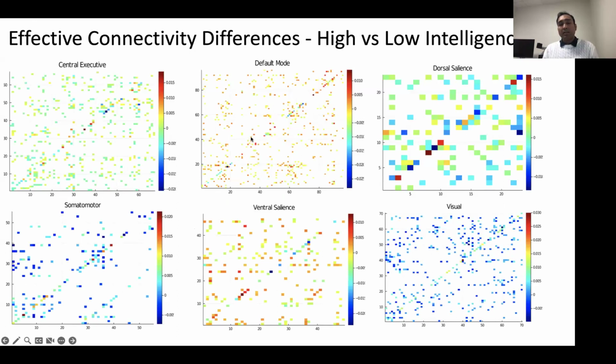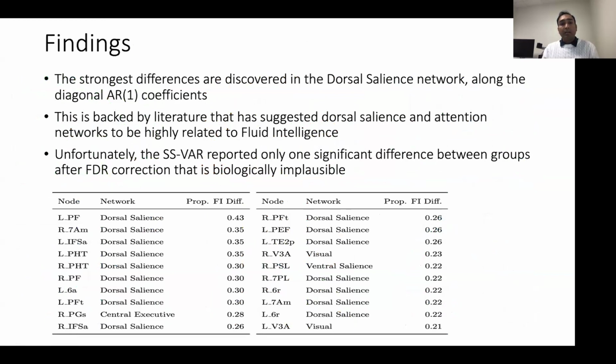So these are the 6 networks that we've broken down the brain into: the central executive, default mode, dorsal salience, somatomotor, ventral salience, and the visual network. And these are the areas that we find differences in effective connectivity under the proposed approach. And there are some networks with more differences, some with less, like the dorsal salience has quite a few differences. And then the default mode has probably fewer differences. And so the strongest differences are actually discovered in the dorsal salience network, along the diagonal. So this is actually backed by literature that has suggested that dorsal salience and attention networks are highly relevant to fluid intelligence.